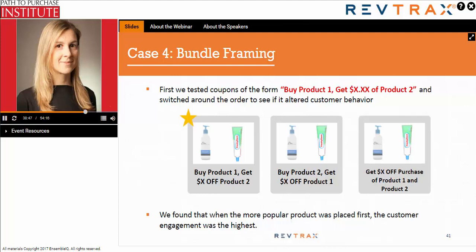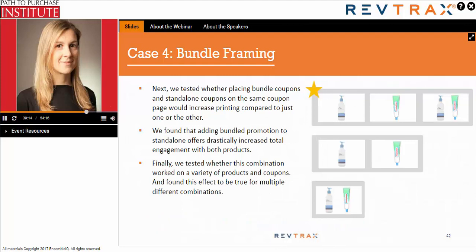And the last example that I'm going to cover is whether bundled offers are complements or substitutes for the standalone offers. So here, what we did is that we again divided consumers into three random groups, and for one group, we served standalone coupons and a bundle coupon. And then for the second group, we served only standalone coupons. And for the third group, we served only a bundle coupon.